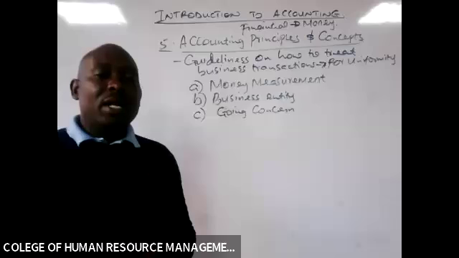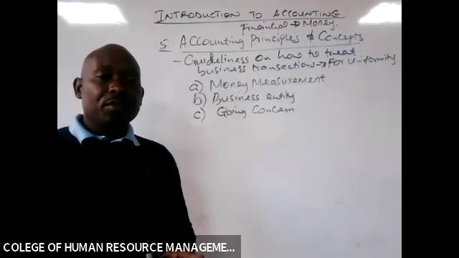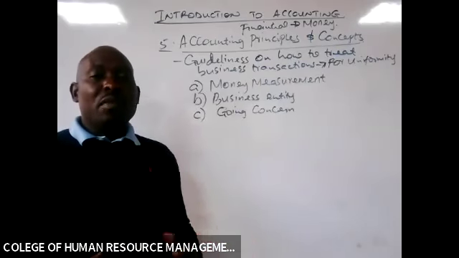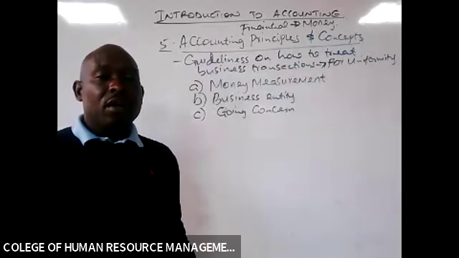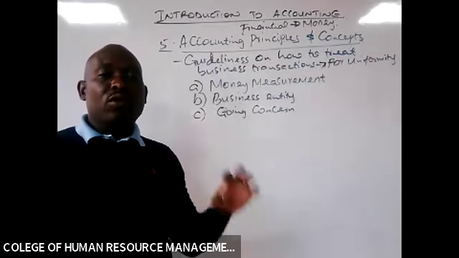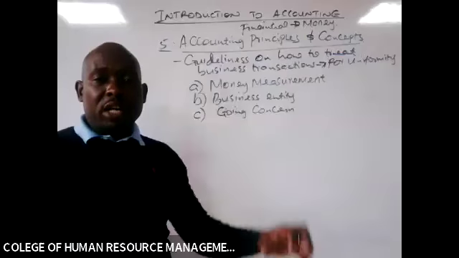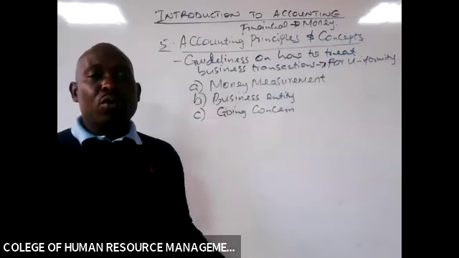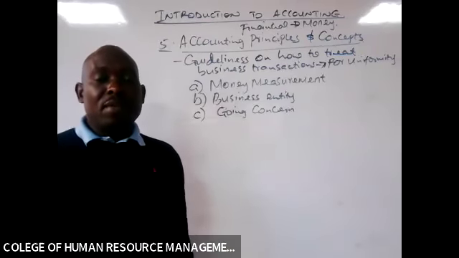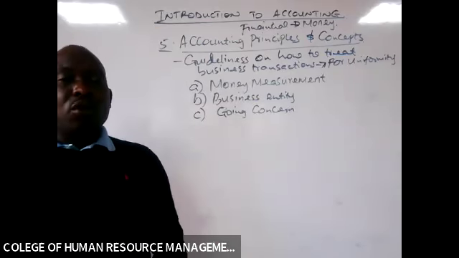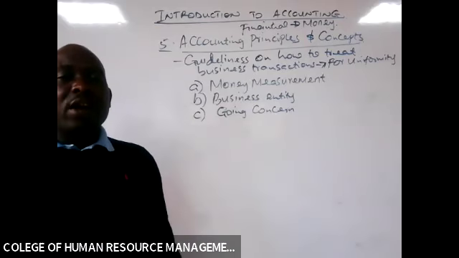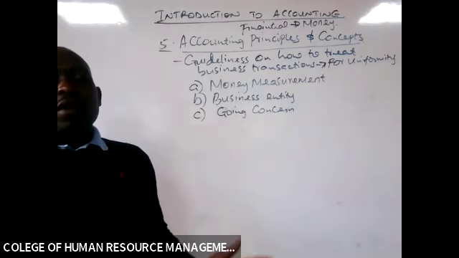And when a business is operating as a going concern, you'll find that it is very attractive to the users of accounting information. The shareholders will want to maintain their shares. The employees will want to continue working in that particular business. The suppliers will be willing to supply. The lenders will be willing to lend money and all that. Anybody will be very comfortable with that particular business.